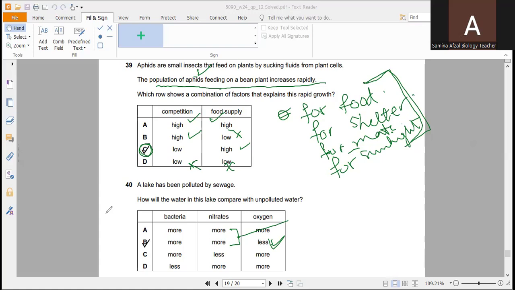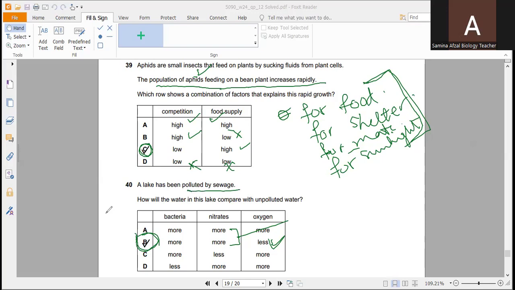Nitrates will grow in number. If nitrates are in larger number, the plants growing in those water bodies will multiply, they will get more nutrients due to which their growth will increase. So there will be less oxygen and bacteria production will become high due to the death of the organisms due to the less oxygen. So we'd like to say B is the correct option, which is fulfilling all requirements for pollution.